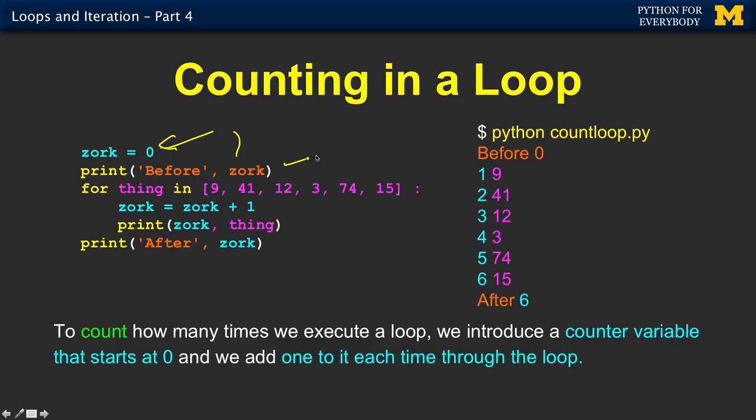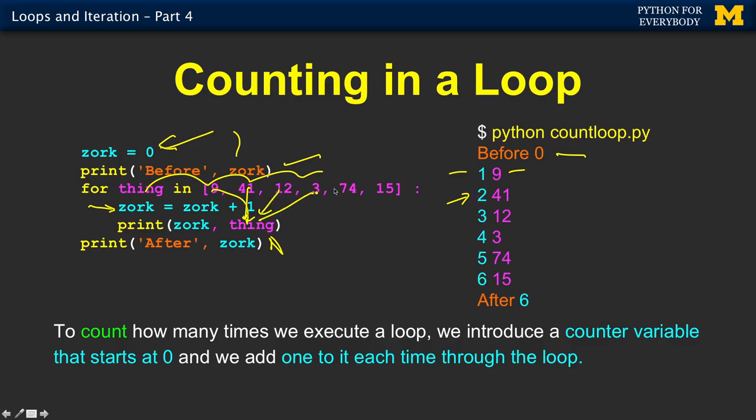So far, how many have we seen? Well, we've seen 0. And then thing is going to be 9, 41, 12. So thing is the iteration variable. Each time through the loop, we add 1 to Zork. Increment is another word for this. Zork equals Zork plus 1. We print out the thing we're looking at, and we print out the current value for Zork. The first time through, 9, that's the first thing we saw. 41, the second, and each time this goes up by 1.